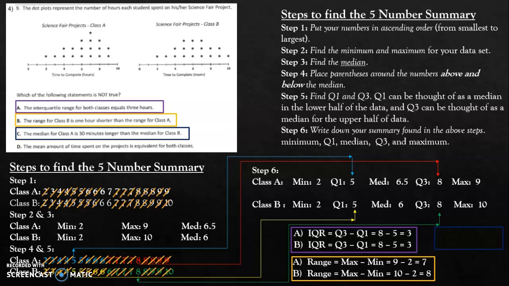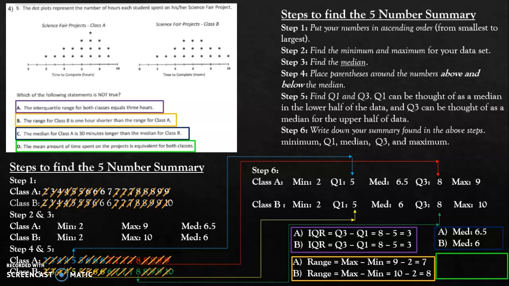Okay, now I go to C. The median of class A is 30 minutes longer than the median for class B. Well, my median is 6.5 for A, and it's 6 for B, so that's true. Then we go off to D, which says that the mean amount of time spent on the project is equivalent for both classes.